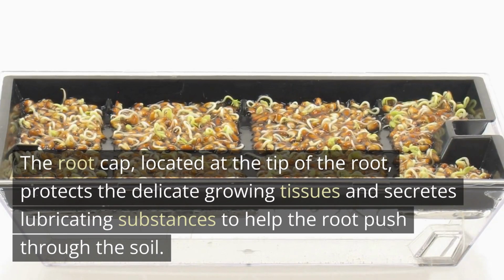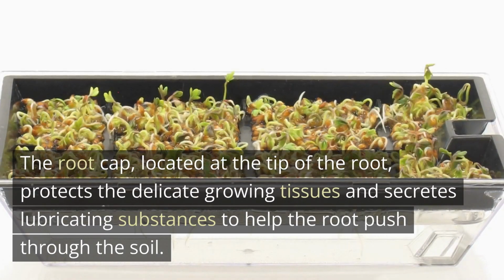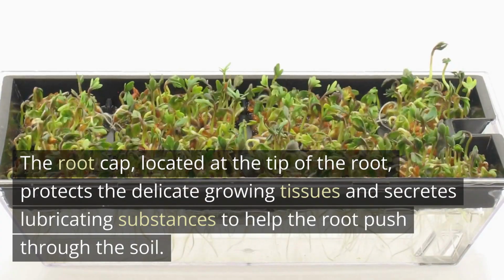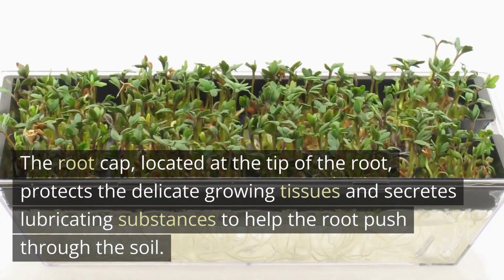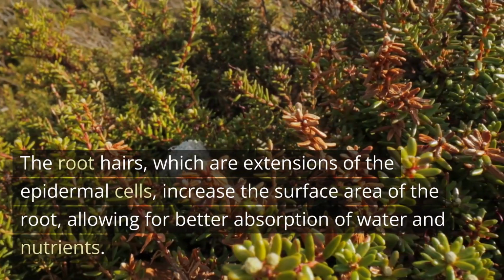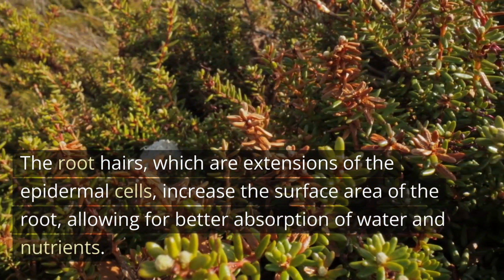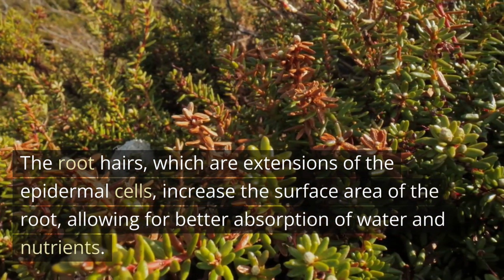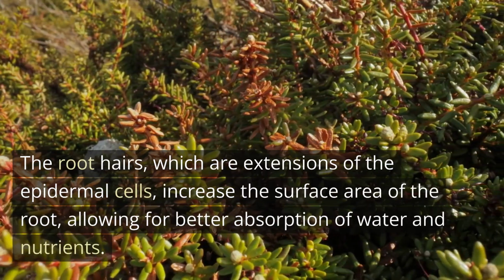The root cap, located at the tip of the root, protects the delicate growing tissues and secretes lubricating substances to help the root push through the soil. The root hairs, which are extensions of the epidermal cells, increase the surface area of the root, allowing for better absorption of water and nutrients.